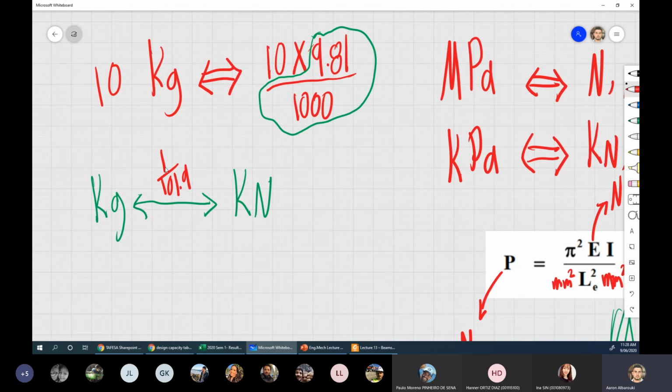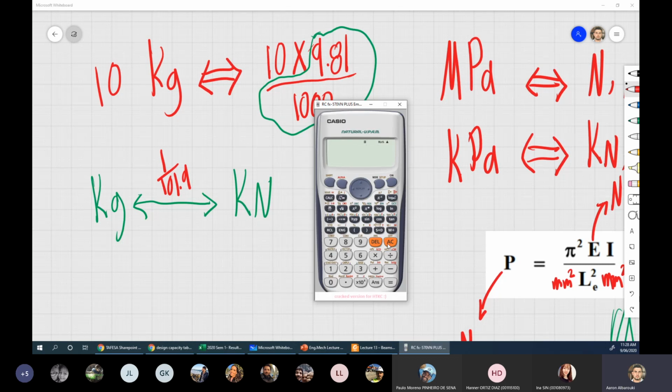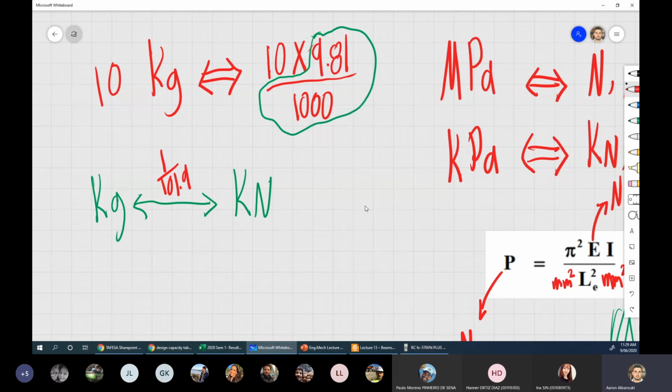So 10 kilograms divided by 101.9, for example. What do we have? 10 divided by 101.9, and that will give me straight away 0.098 kilonewtons. Always think about it this way. It's almost 0.1. Think about it this way, how to memorize it, guys.